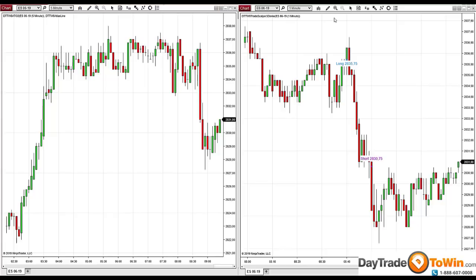Now the New York session is just about to open, so it's not the best time to be scalping. There's a lot of volatility and you might have slippage. We usually recommend that you don't scalp during the open, but today I'm going to make an exception and perhaps we'll learn something from this.